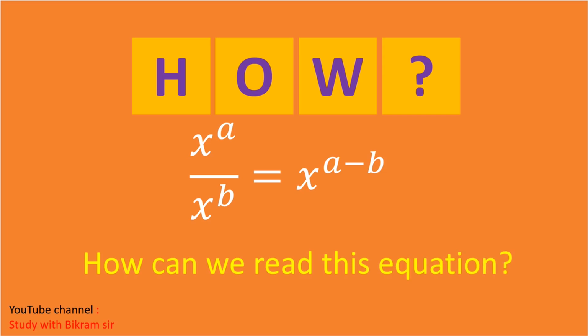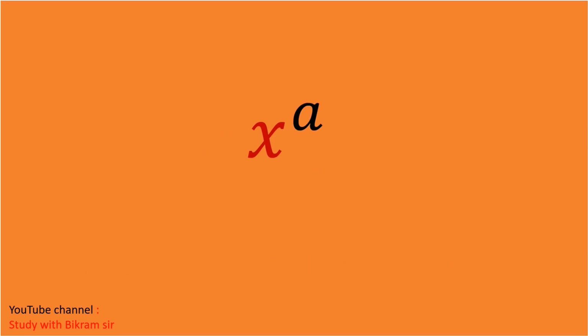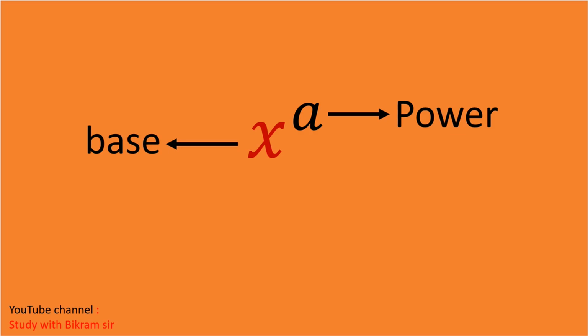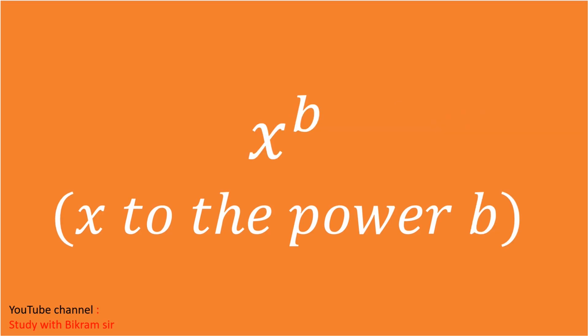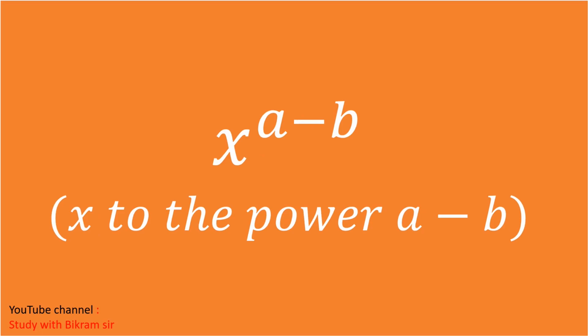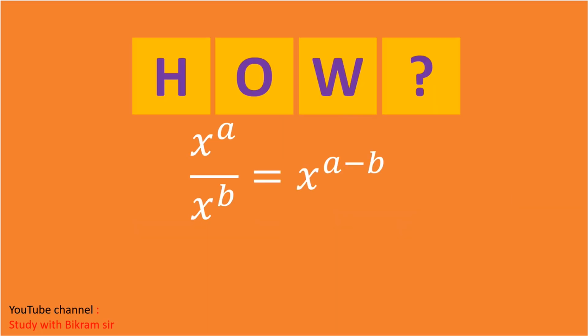First, let's learn how to read this equation. Here is one mathematical term on your screen right now, where a is the power and x is the base, right? So we can read this term as x to the power a. Similarly, we can read this as x to the power b, and x to the power a minus b. Finally, we can read this equation as x to the power a divided by x to the power b is equal to x to the power a minus b, right? So we have learned how to read this equation. Now let's verify this equation.